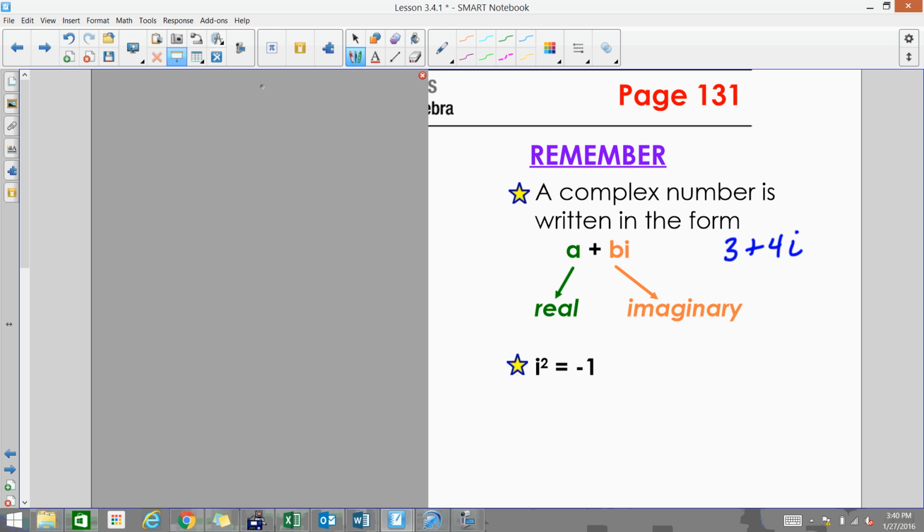Now, one last thing we need to remember is what i squared equals. Remember, i to the second power is negative 1. Remember, i to the first power is actually the square root of negative 1. So we never want to have the square root of a negative number. We always want to pull that out as i, and that's a very, very important key that's going to help you out here.